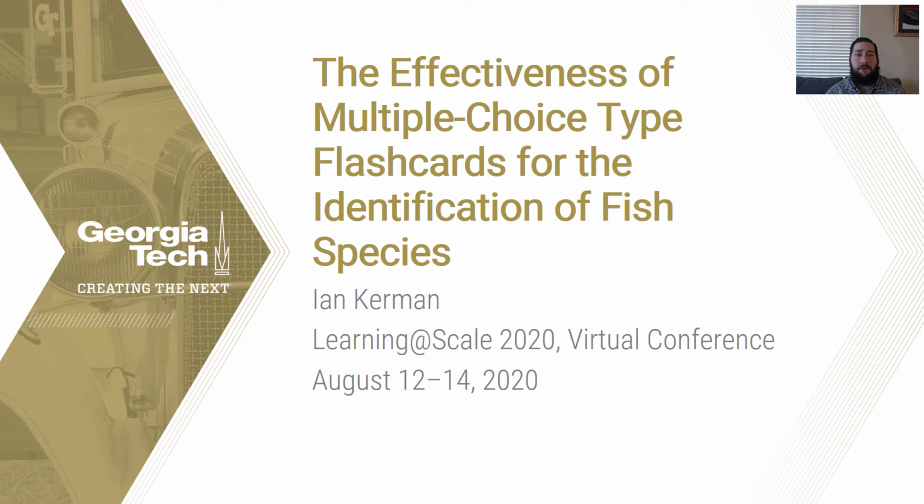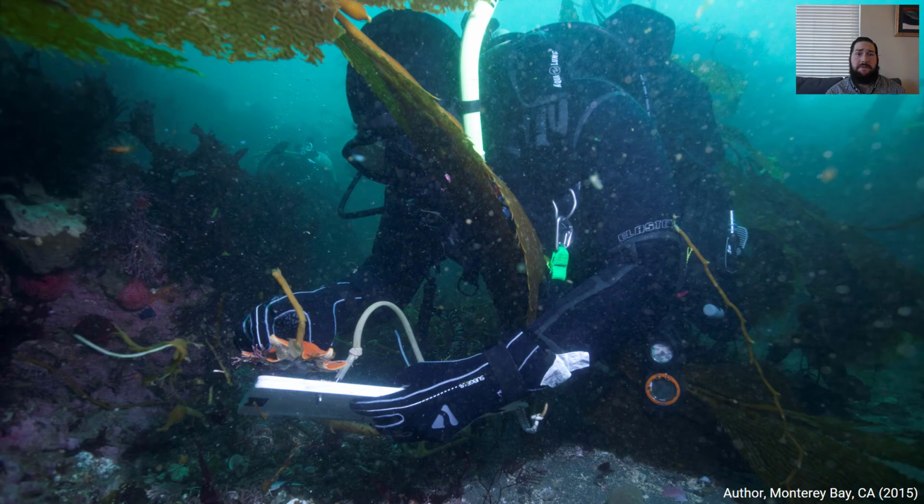Today I will be pitching my work in progress titled The Effectiveness of Multiple Choice Type Flashcards for the Identification of Fish Species. Underwater surveys are used to measure populations of fish, other animals, and even algae. In order to do this, the scuba diver must be able to quickly and accurately identify what he or she is looking at. One way to do this is to study the fish populations of a given environment using flashcards.